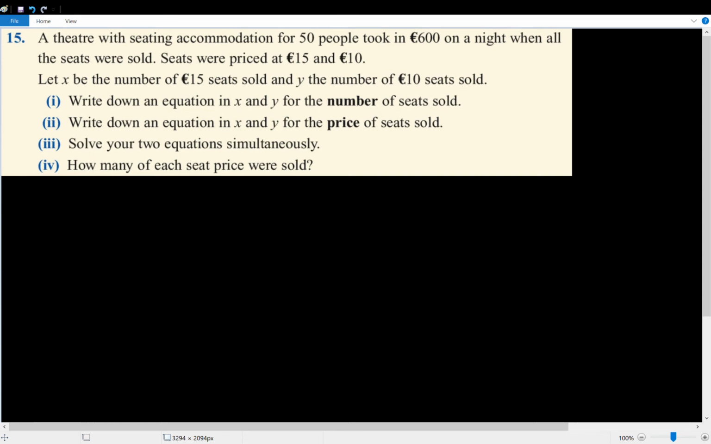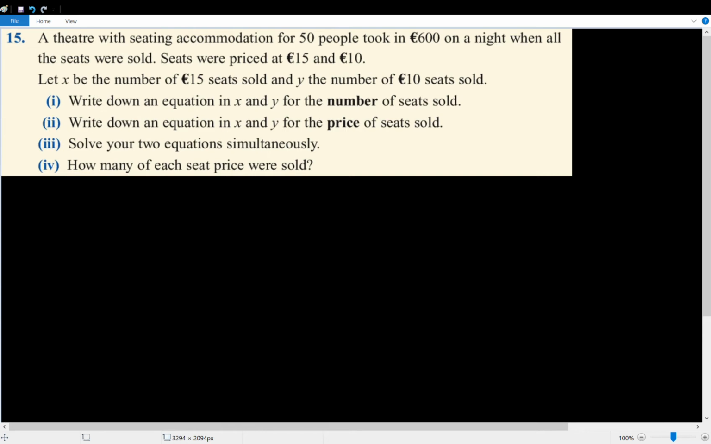This is question 15 from exercise 35.2 in Project Maths 1. A theatre with seating accommodation for 50 people took in €600 on a night when all the seats were sold. Seats were priced at €15 and €10. Let X be the number of €15 seats sold and Y be the number of €10 seats sold.